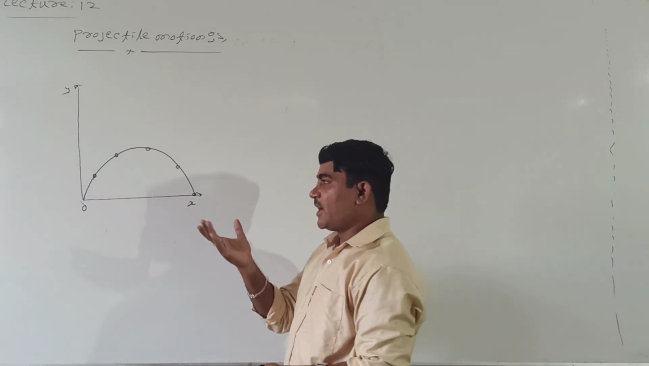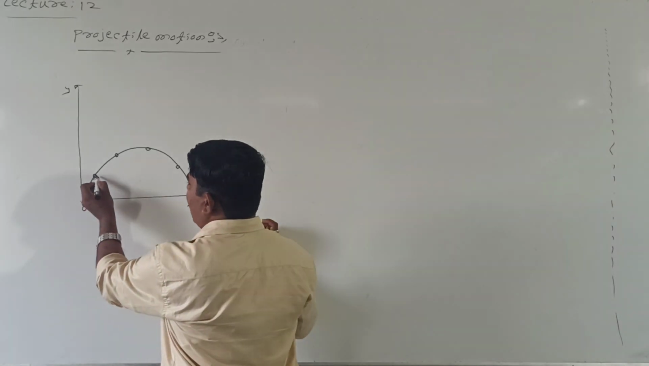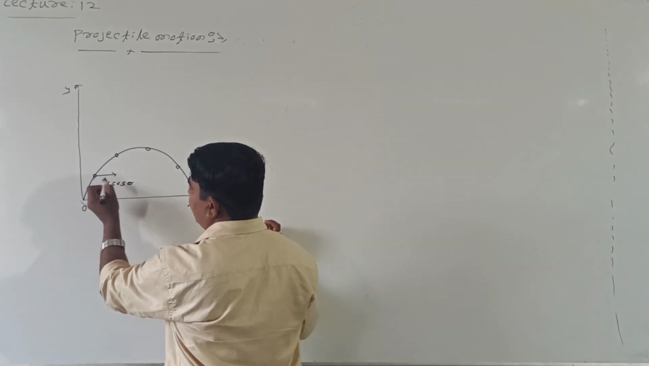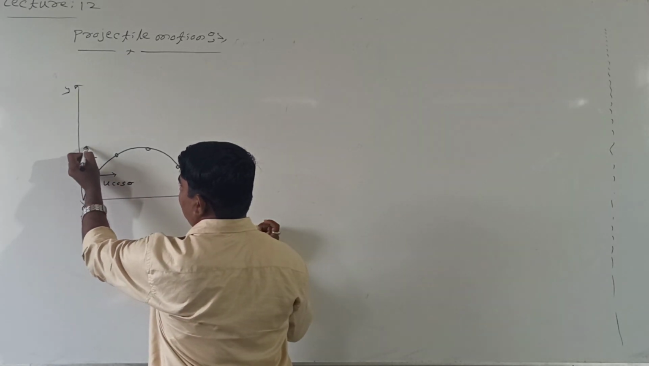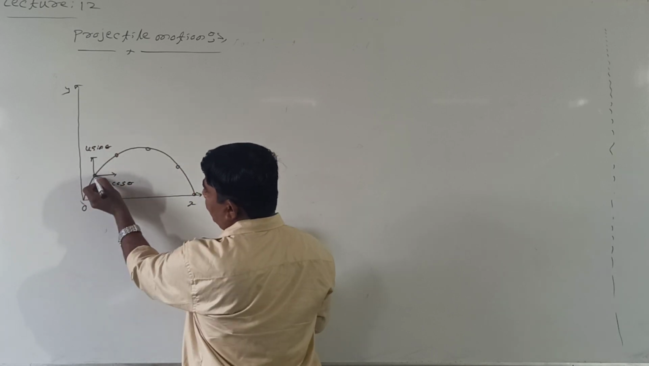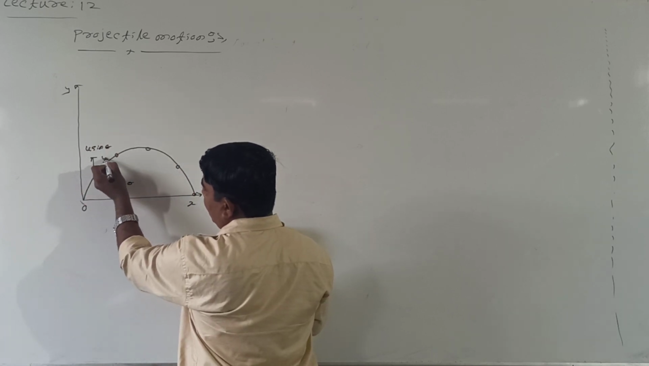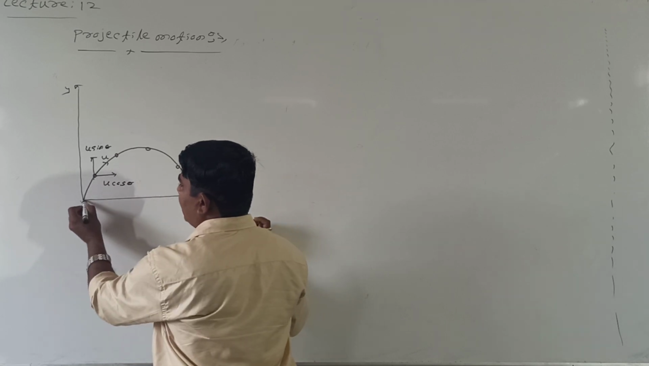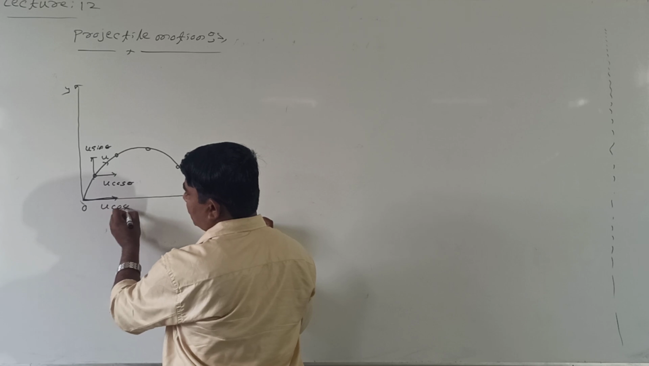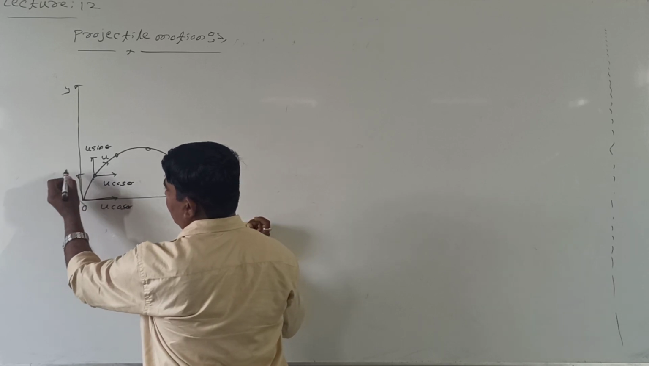Right, students. Shall I take only one point here? At this point, the velocity is nothing but u cos theta, that remains the same throughout the journey. What about this? This is nothing but u sin theta. What about this? This is nothing but the resultant velocity u. See here again, similar here, here also possible. This becomes u cos theta, u sin theta.